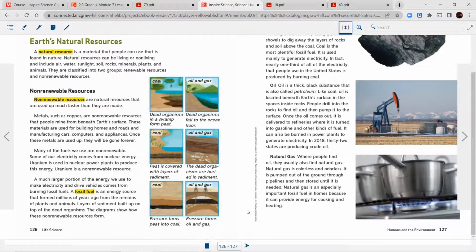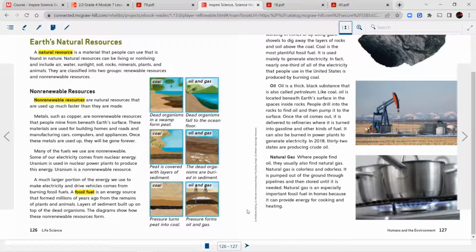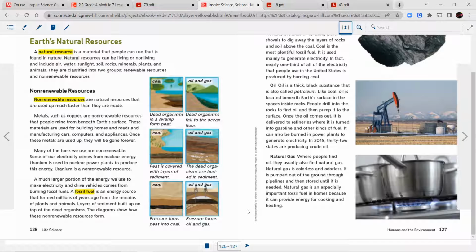Oil. Oil is a thick, black substance that is also called petroleum. Like coal, oil is located beneath Earth's surface in the space inside rocks. People drill into the rocks to find oil and then pump it to the surface. Once the oil comes out, it's delivered to refineries where it's turned into gasoline and other kinds of fuel. It can also be burned in power plants to generate electricity. In 2018, 32 states are producing crude oil.